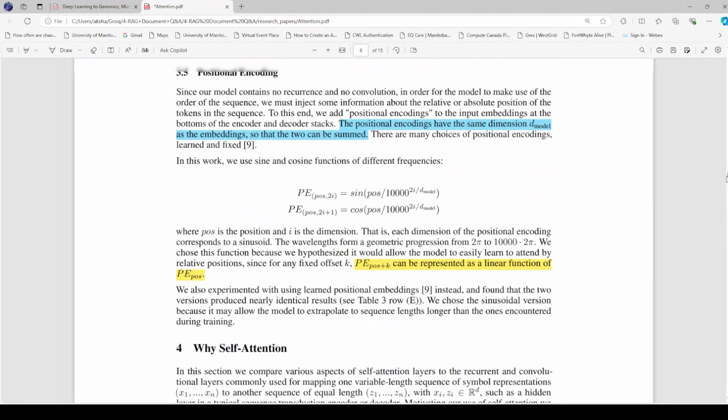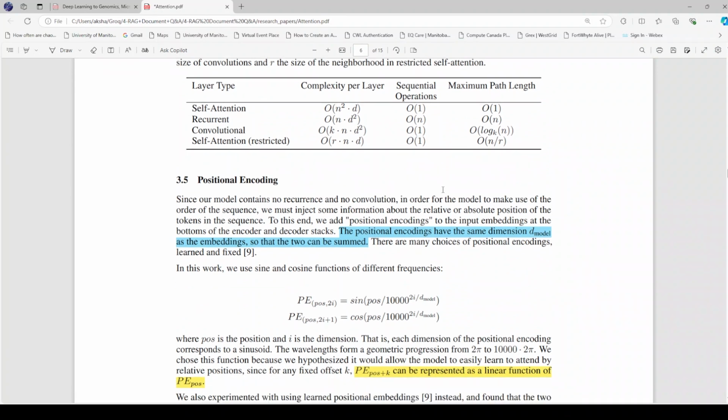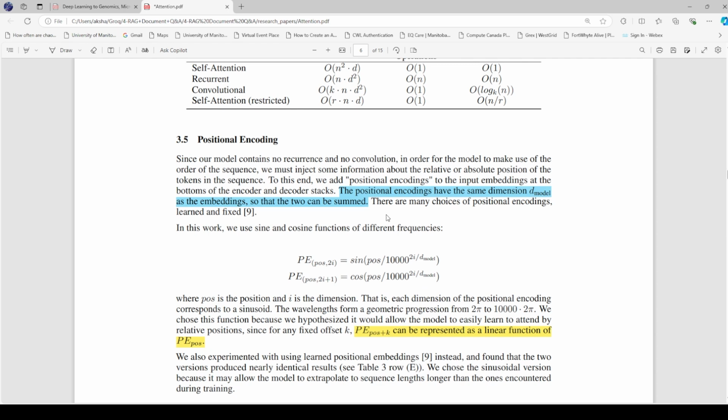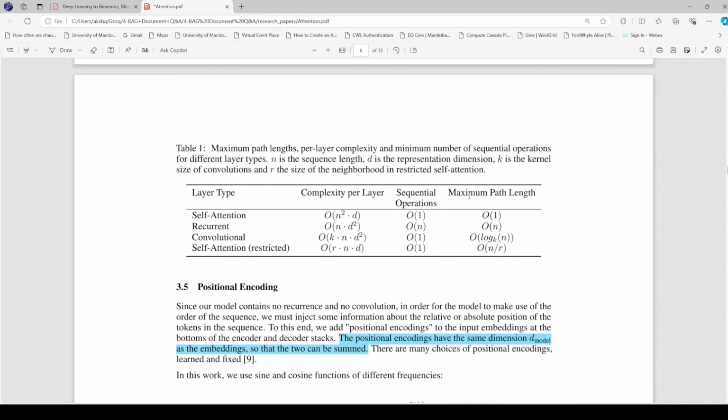Then what they have here: the rest of the paper is about some more information, like the positional encoding, how you do positional encoding for the input tokens, right? As I said before, they use sine and cosine functions. And here they have given a nice little table saying, depending on the layer type, what the complexity per layer, sequential operations, and maximum path length are, right?